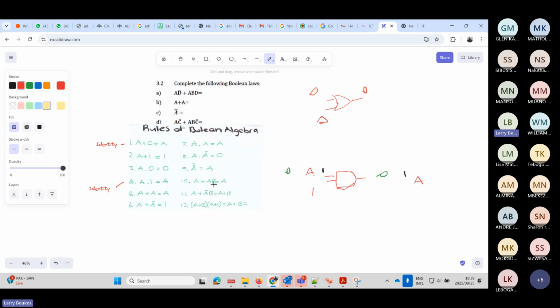Okay. So now let's look at the next one. I think there's the idempotent law.